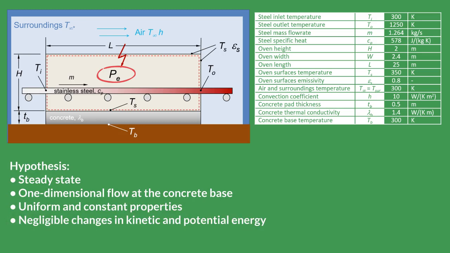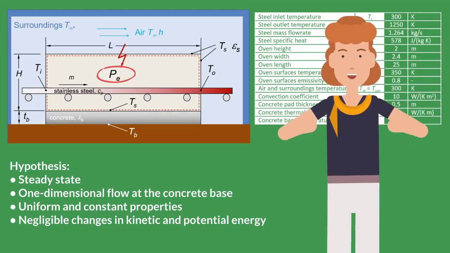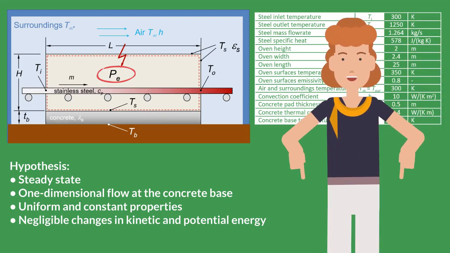Make the following simplifying hypotheses. Steady state. One-dimensional flow at the concrete base. Uniform and constant properties. Negligible changes in kinetic and potential energy. Stop the video now and try to solve the exercise on your own.